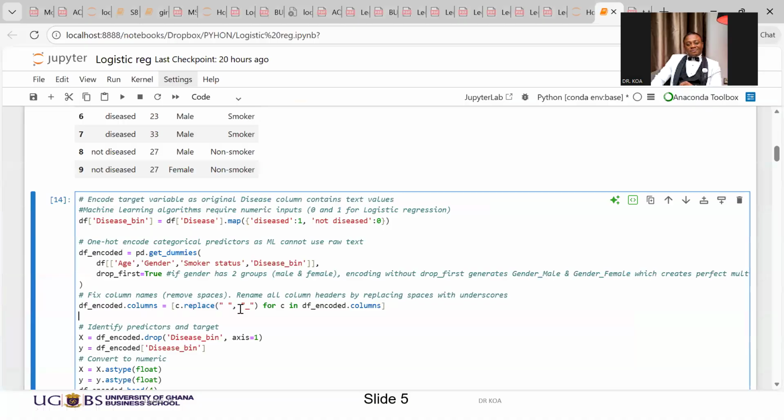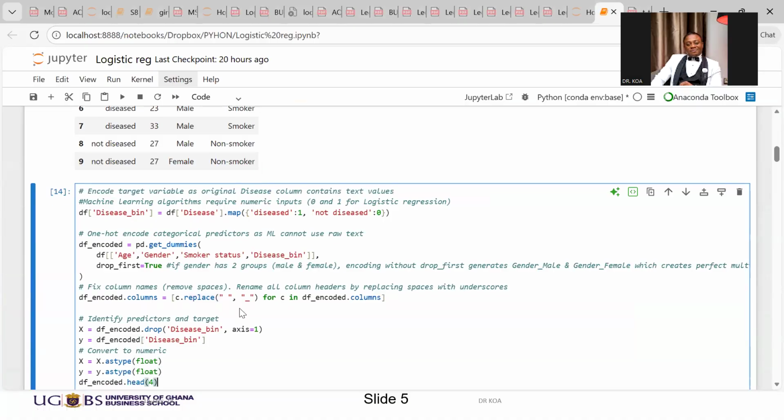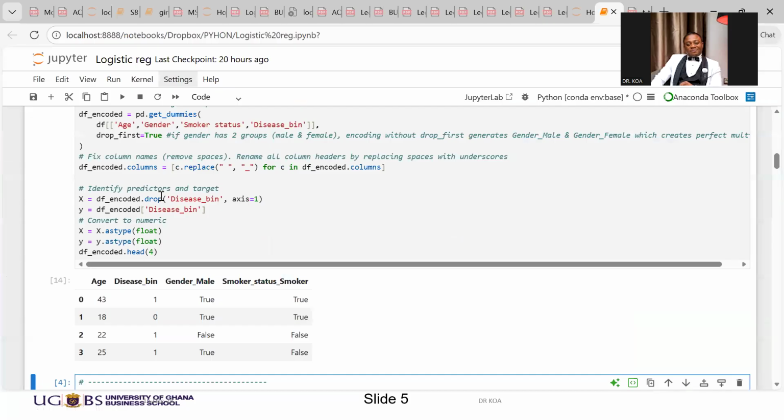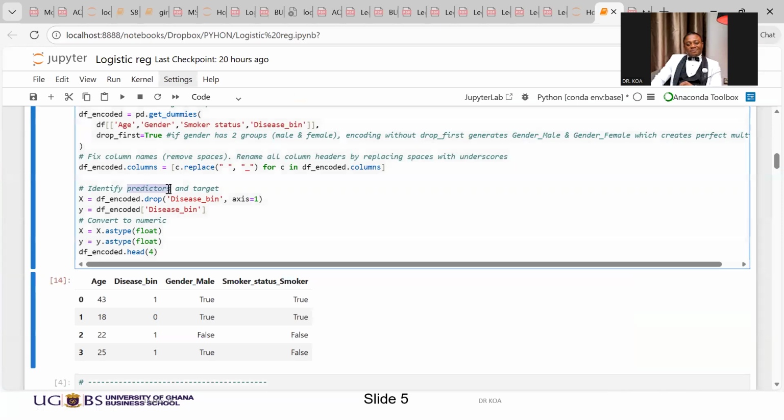And then the next thing is to identify which ones are the features, which ones are the dependent variables, which ones are the independent variables. So here, identifying the predictors and the target is very easy. You represent all the predictors by a matrix called X. And that is simply saying that out of the DF encoded data, drop disease bin, because disease bin is the target. So drop disease bin and everything else that is left becomes the X, which is the independent variable.